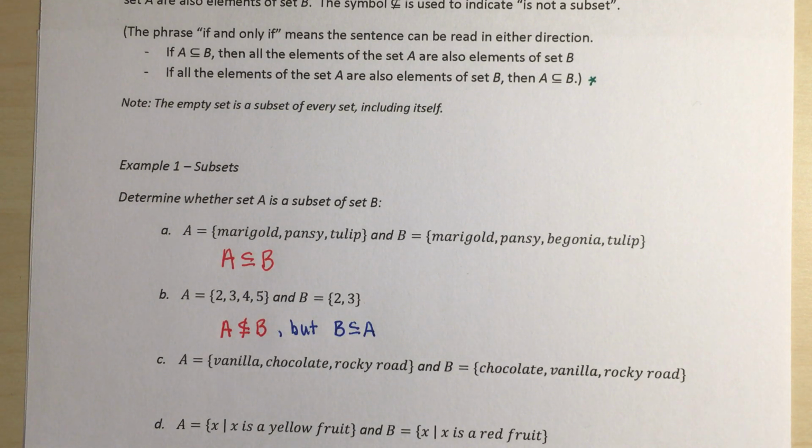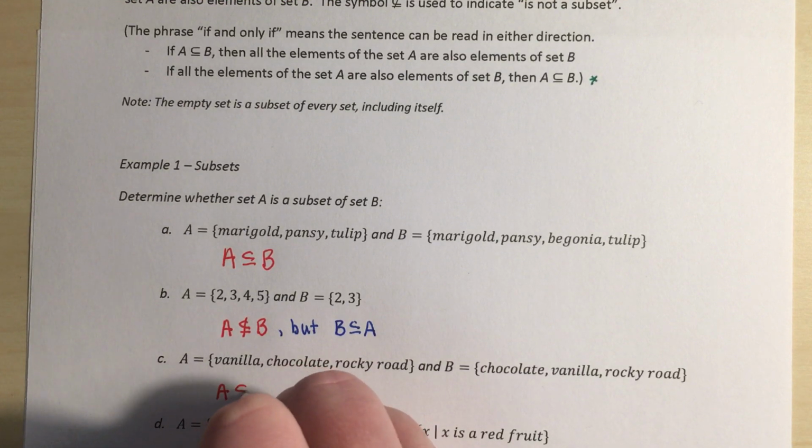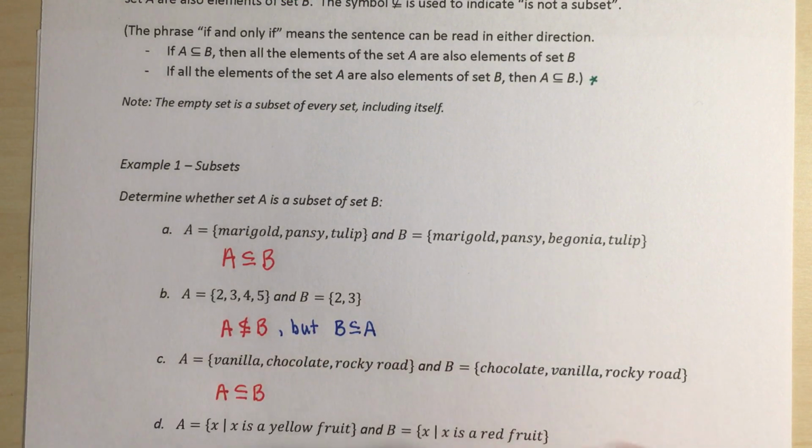All right, for example C, set A includes vanilla, chocolate, and Rocky Road. Set B includes chocolate, vanilla, and Rocky Road. So we're going to make sure every element in set A is also in set B. So we have vanilla in set A, also in B. Chocolate in set A, also in B. Rocky Road in set A, also in B. So in this case, we're going to say that A is a subset of B.